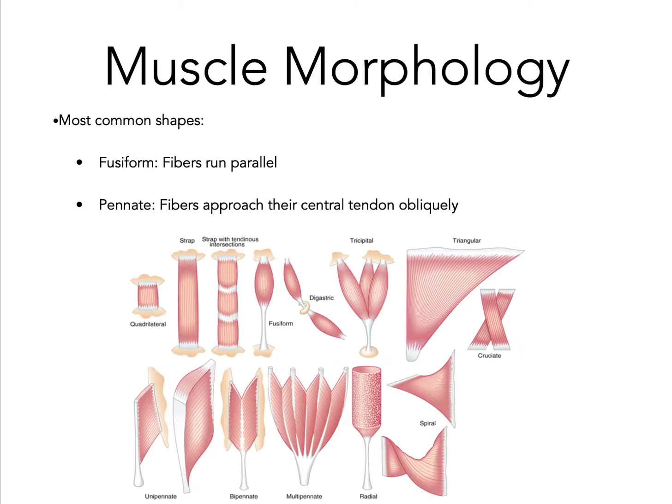Let's take a look at muscle morphology, or the shape of the muscle. The two most common shapes are fusiform and pennate muscles. Fusiform is demonstrated right here. Typically, you would think of a bicep, when the fibers run parallel to the tendon, and pennate muscles when the fibers approach their central tendon obliquely. So we have a couple examples here. We have unipennate, bipennate, and multipennate muscles. Some examples we can think of are the quadricep muscle group or the gastrocnemius.